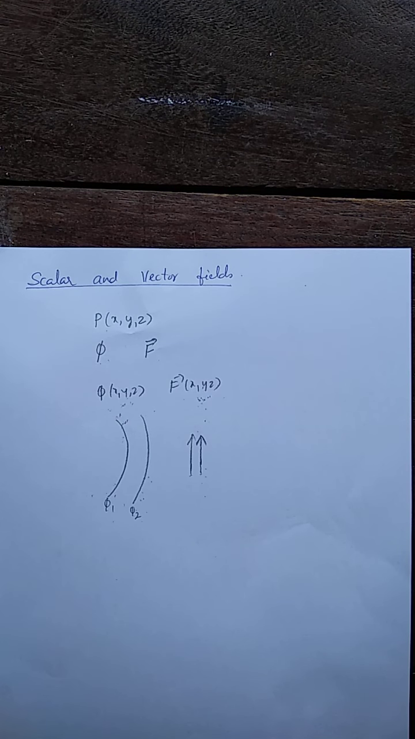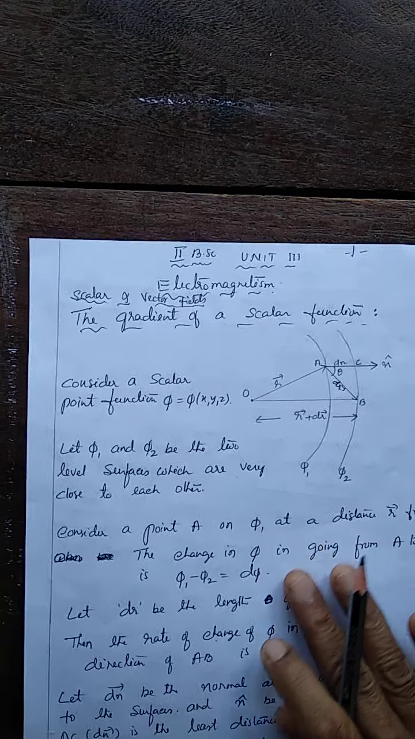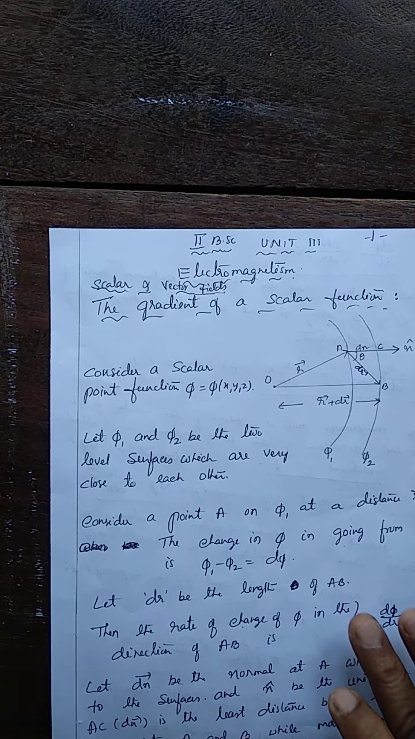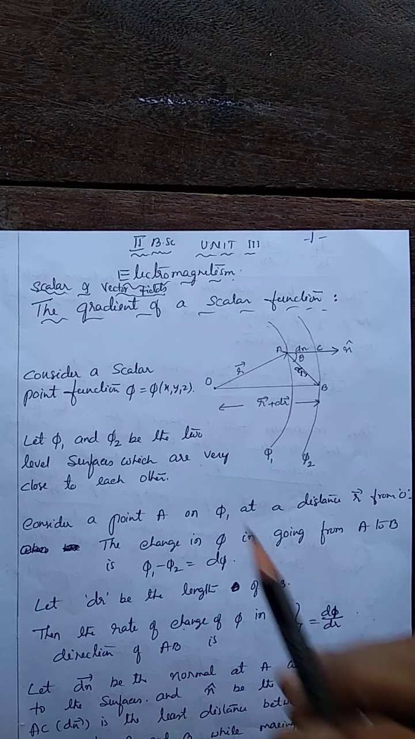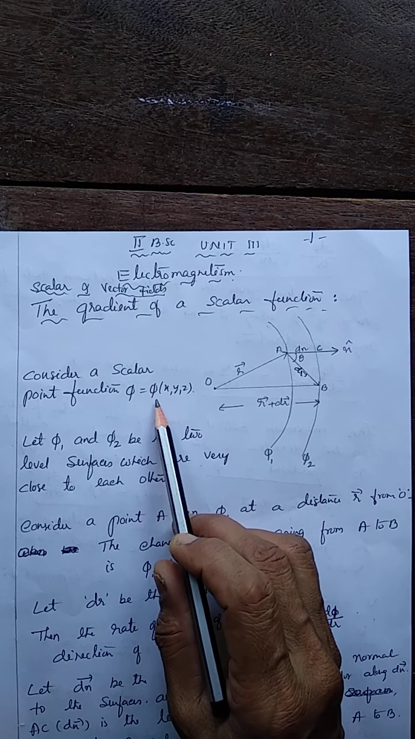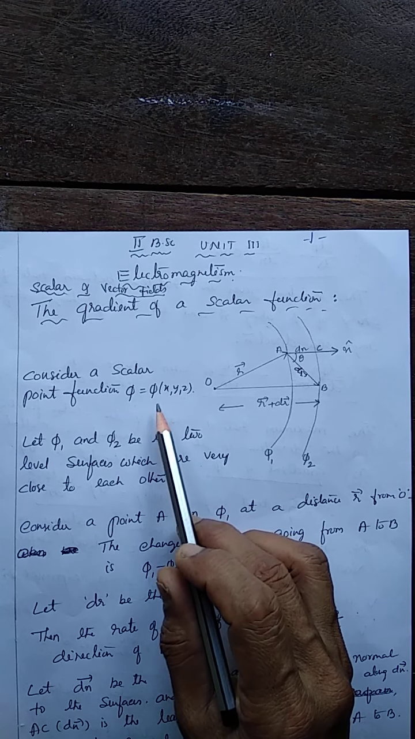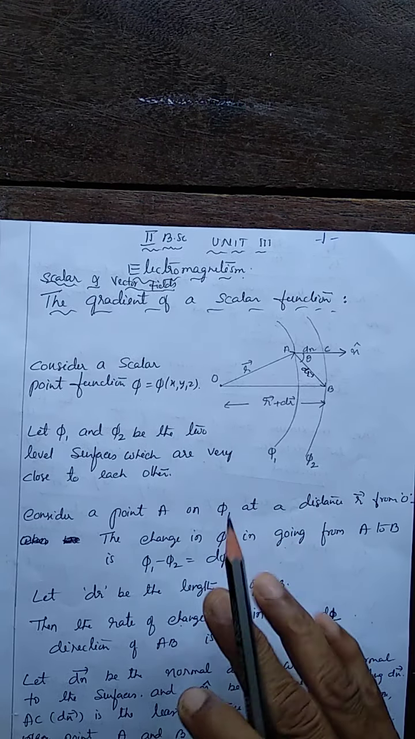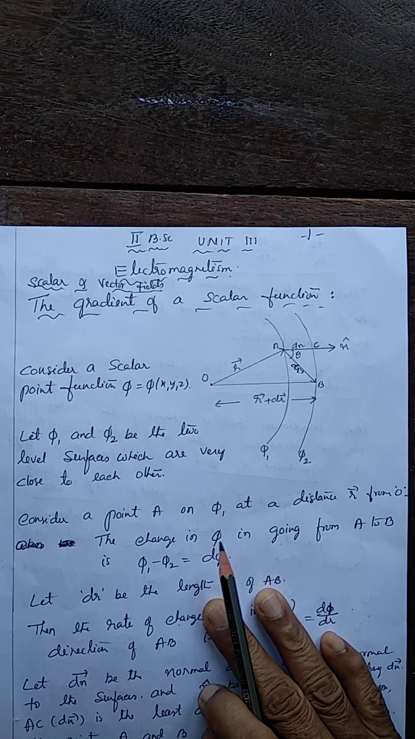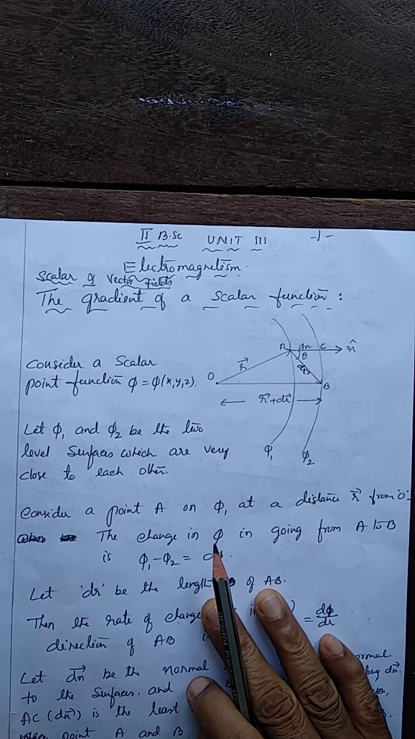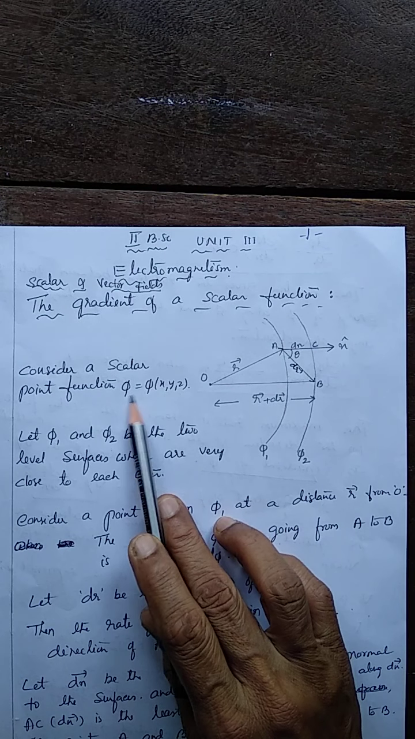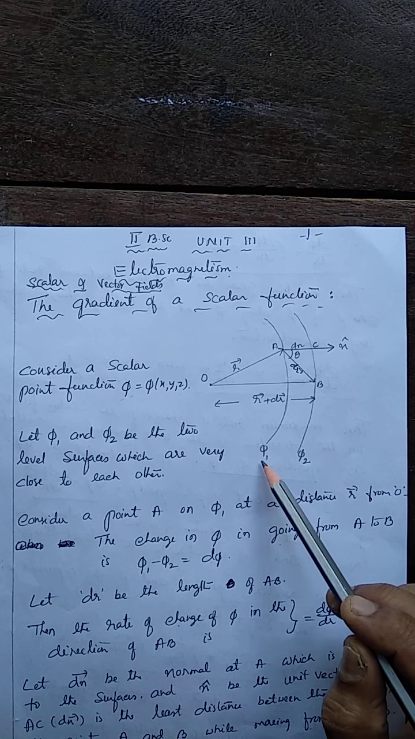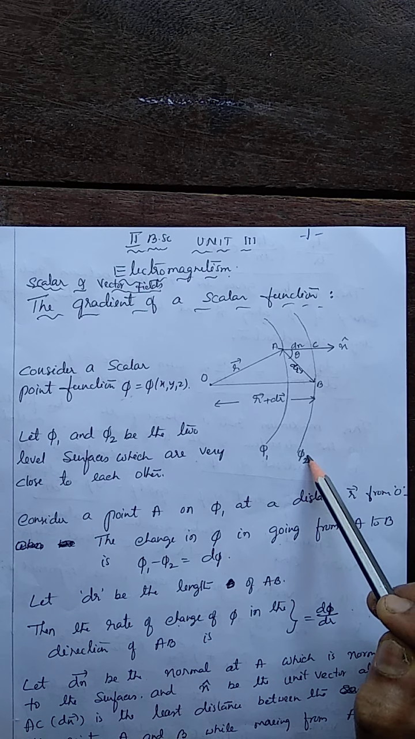Now, let us consider the concept of gradient of a scalar function. We denote the scalar function as phi, which is a function of the space coordinates x, y, z. And we represent the scalar function by the level surfaces. Consider a scalar field wherein a scalar function phi is defined. So here phi 1 and phi 2 are the two level surfaces.